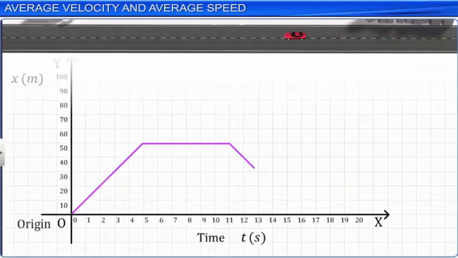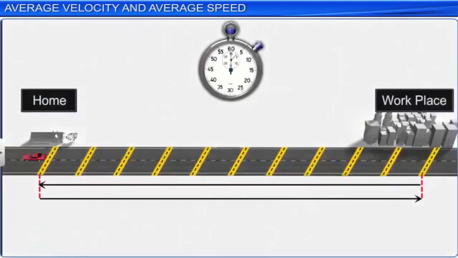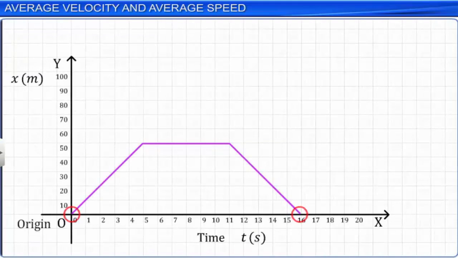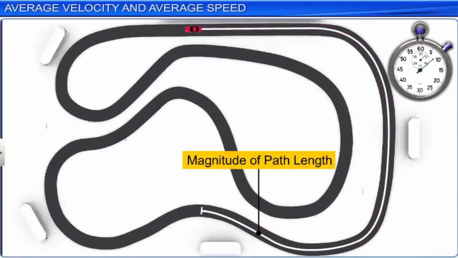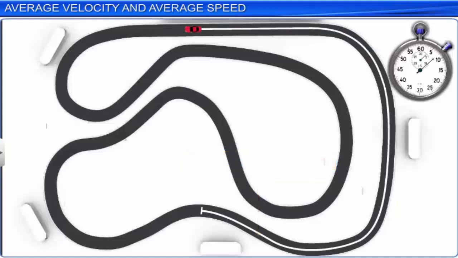We know that speed depends on the magnitude of the path length described by a body and the time taken to describe this path. Average speed is the ratio of the total path length and the total time taken for the motion. The unit for average speed is the same as that for average velocity. That is, meters per second or kilometers per hour. When a body moves in a straight line in the same direction throughout its motion, the magnitude of the displacement is equal to the total path length. In such a case, the magnitude of the average velocity is equal to the average speed.